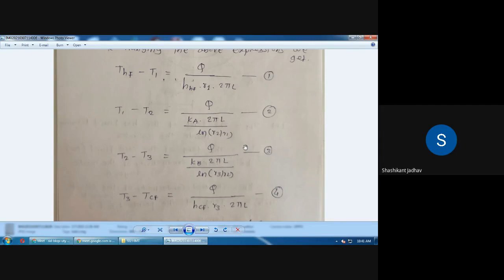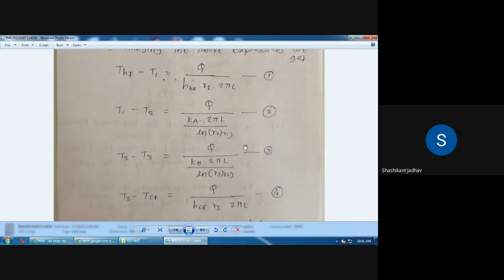Adding the equation 1 2 3 4 म्हणजे काय करा, ऍडिशन करा. We have to add the left hand side of the each equation, then we have to add the right hand side of the each equation. So by adding the left hand side of the each equation we get the T1 cancel होणार आहे, T2 cancel होणार आहे, T3 cancel होणार आहे.